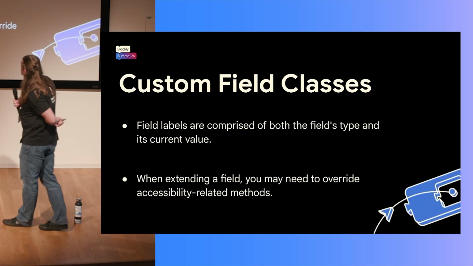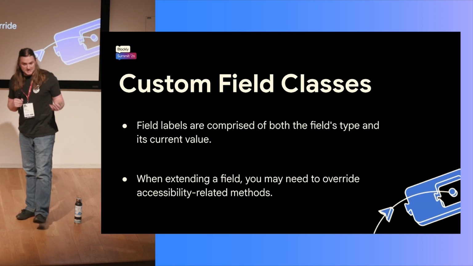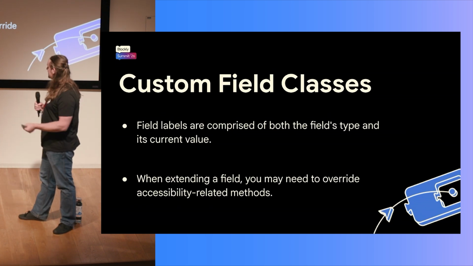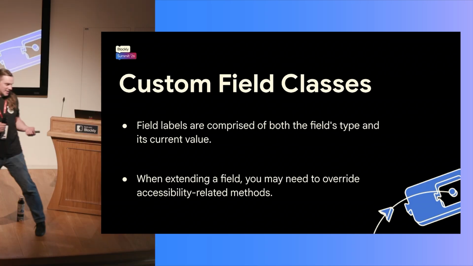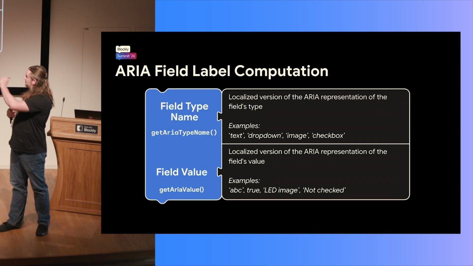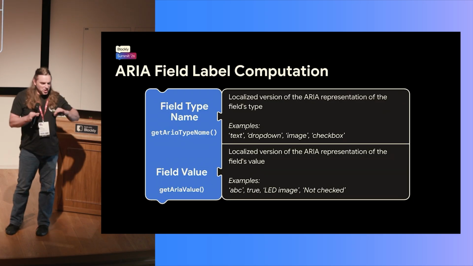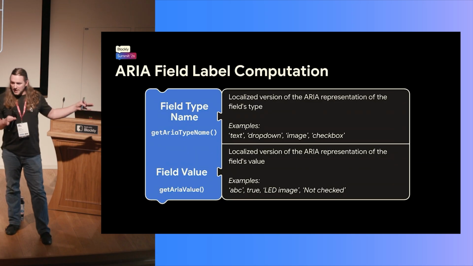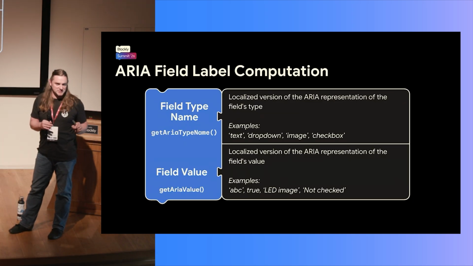All right, so let's talk about custom field classes. Field labels are comprised of both the field's type and value. You saw that on the last slide. And there are some methods that you might need to override in your custom field classes to make sure that this works. So we have a field type name and we have a field value. Now the composition of the overall field label is handled internally. You only have to worry about these two specific pieces.